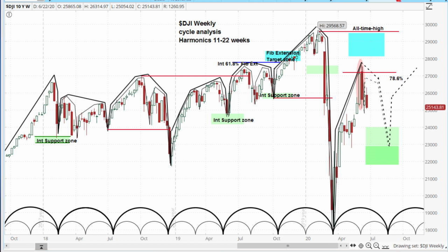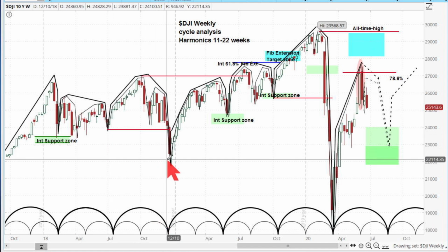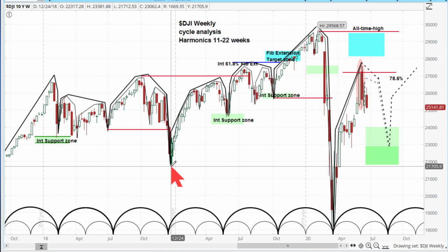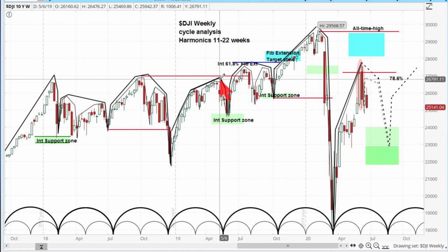So you can see that, let's just look at this one right over here, and note that this is a negative cycle. We call this negatively configured. When that happens, the next cycle usually rallies but doesn't get to that same high. As you could see, that happened right over here.